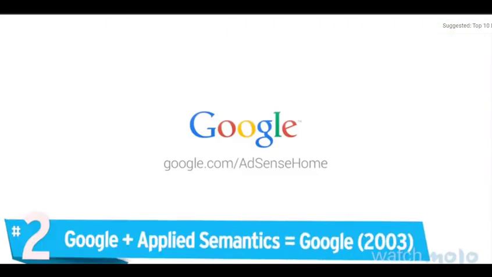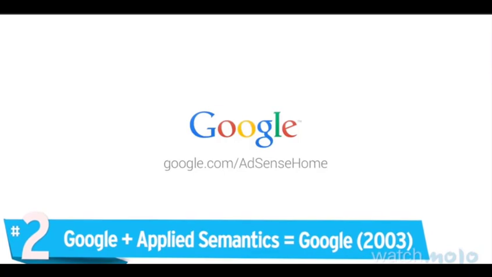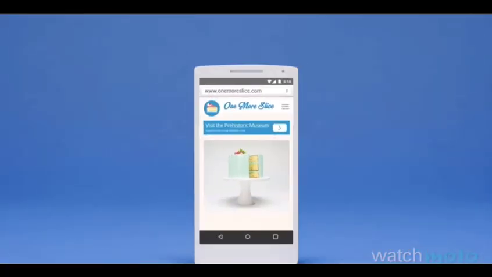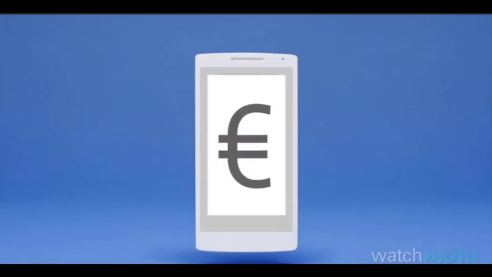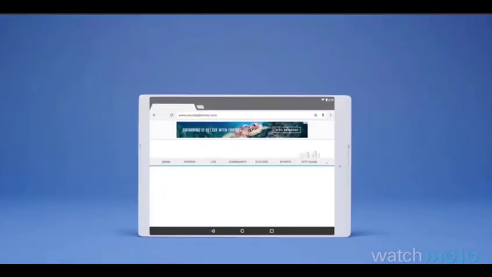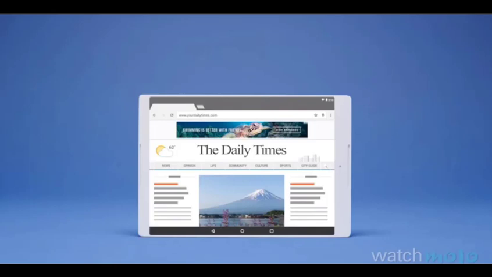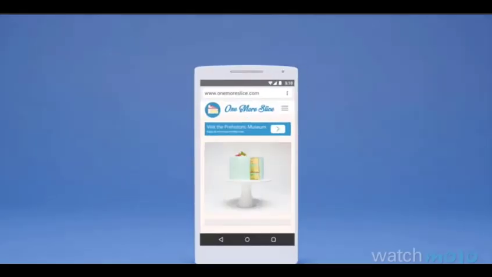Number 2. Google plus Applied Semantics equals Google. Bringing in nearly a quarter of Google's overall revenue in 2014, the company's decision to purchase algorithm after algorithm-based entity proved not only appropriate, but uber beneficial and profitable.